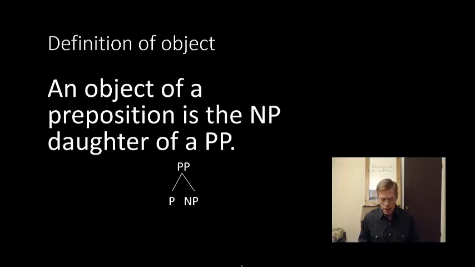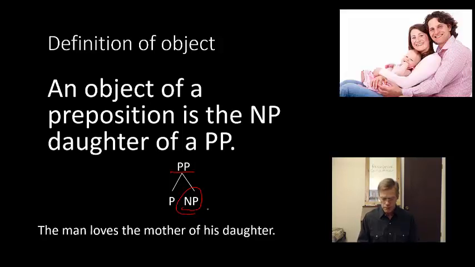And then we can also give a definition for object of a preposition, which is very simple. Again, we've got our mother and we've got our daughter noun phrase. So an object of a preposition is the noun phrase daughter of a preposition phrase. The man loves the mother of his daughter. We've got our preposition phrase right here. And again, his daughter is our noun phrase, object of that preposition phrase.